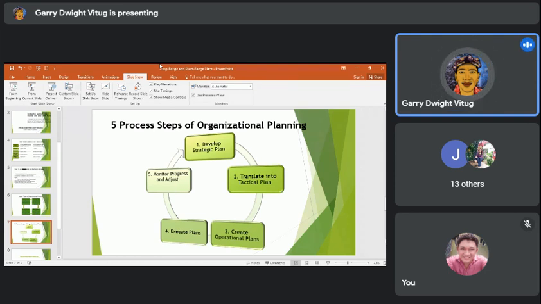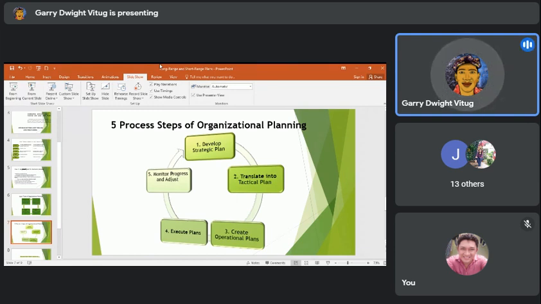Then, the fourth step, execute the plans. So we now need to execute. It's time to put these plans into action. So we need action for those plans. Theoretically, activities carried out on a day-to-day basis defined by the operational plan, which is step 3, should help reach the tactical goals, which in turn support the overall strategic plan.